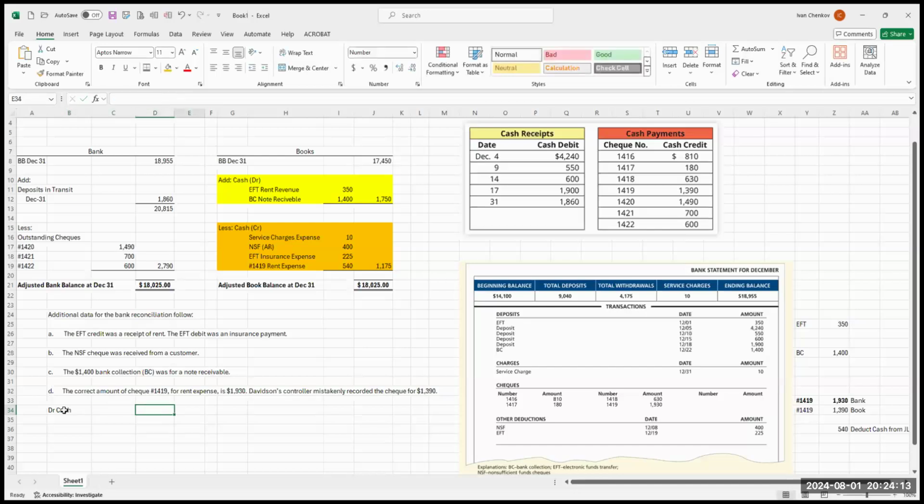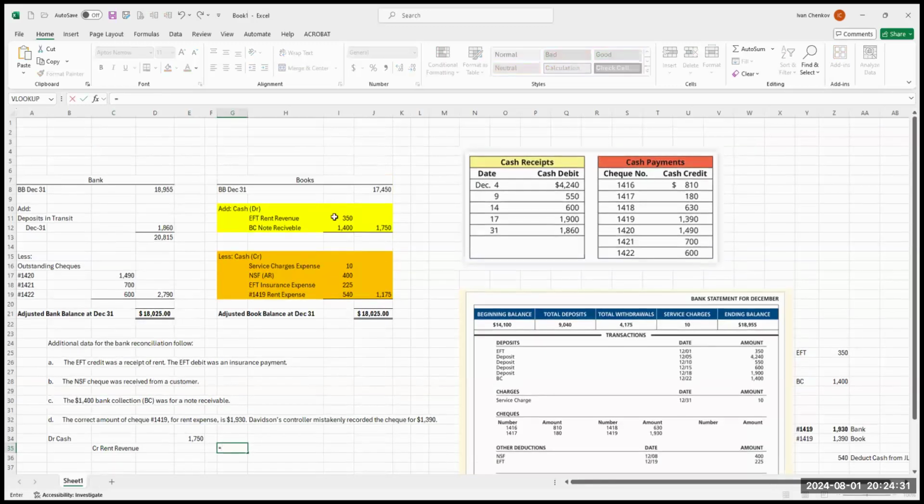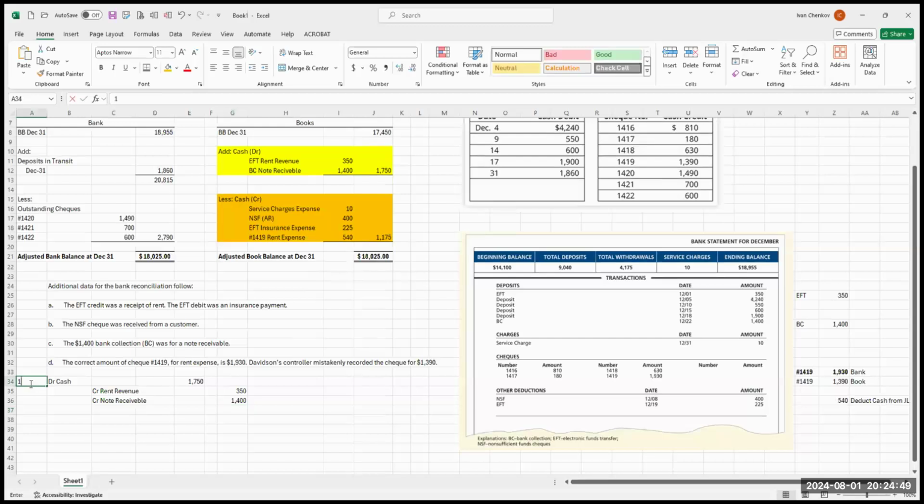for the amount of $1,750, and we're going to credit first our rent revenue for the amount of $350, and then we're going to credit note receivable for the amount of $1,400. First entry is done.